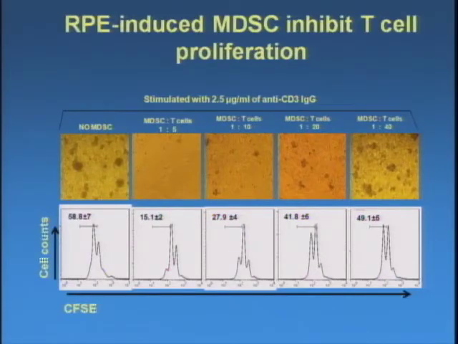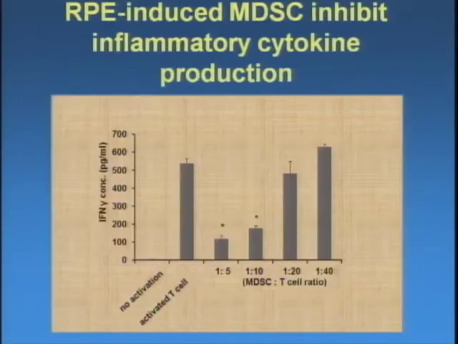And these imaging results are consistent with the flow cytometry results as shown here. Without MDSC, 60% of cells are proliferating; with 1 to 5 MDSC, it is inhibited down to 50%. And as the number of MDSC goes down, the proliferation goes up, indicating that those RPE-induced MDSC inhibit T cell proliferation. Do they also inhibit cytokine production? To test that, we measured interferon gamma concentration in the supernatant and it shows the same thing. It can inhibit cytokine production as well.